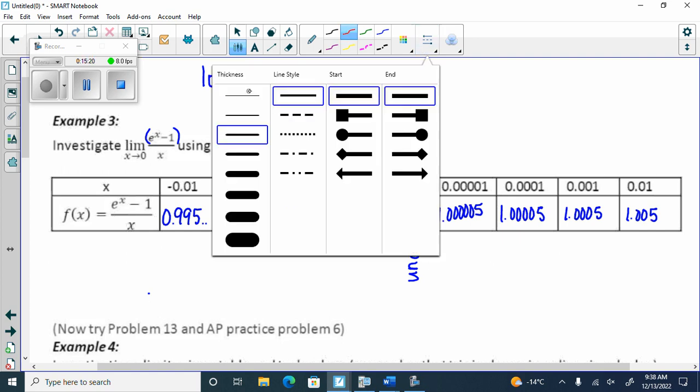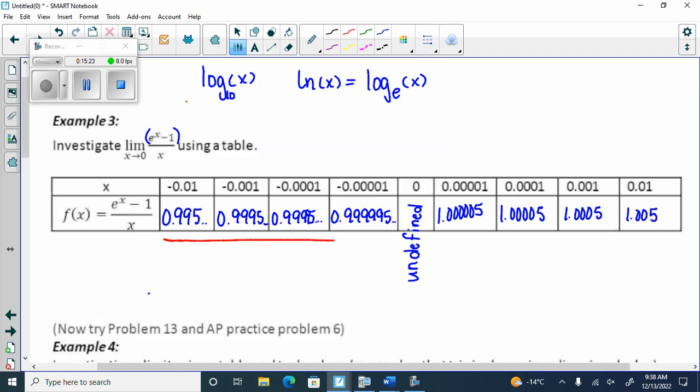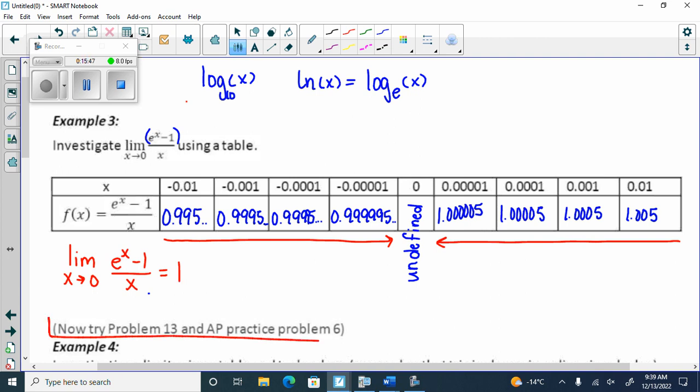So let's look at this one. From the left, as I get closer and closer to 0, what does it look like I'm approaching? 1. From the right, as I get closer and closer to 0, what does it look like I'm approaching? So we can say, I'm going to box this. Your questions are embedded throughout because they pertain to the material you just learned. So if you're lost and don't know how to do this, look back.